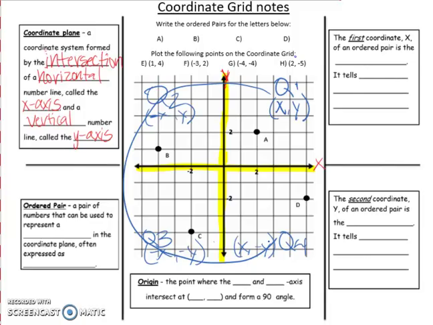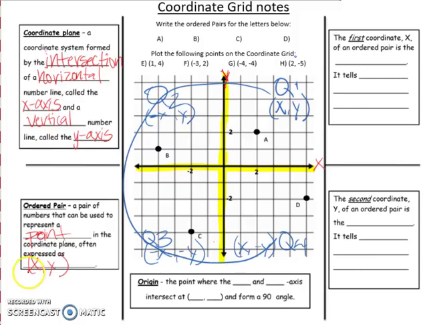So the next thing that we need to talk about are ordered pairs. So an ordered pair is a pair of numbers that can be used to represent a point in the coordinate plane, often expressed as x and y. Your x always comes first and your y comes second. Also, if you have trouble remembering it, think of the alphabet: x, y, z. X comes before y.